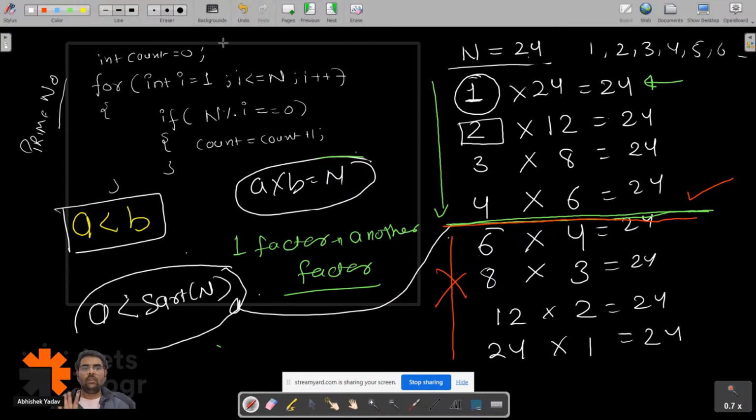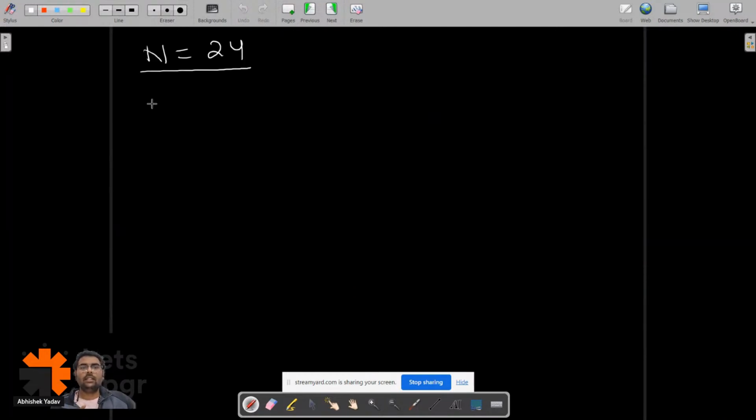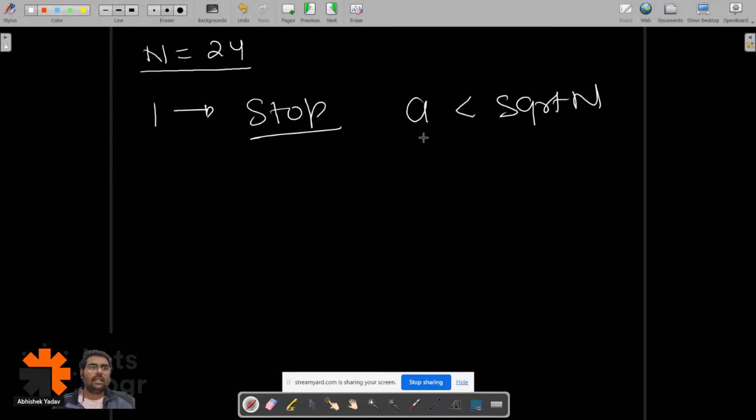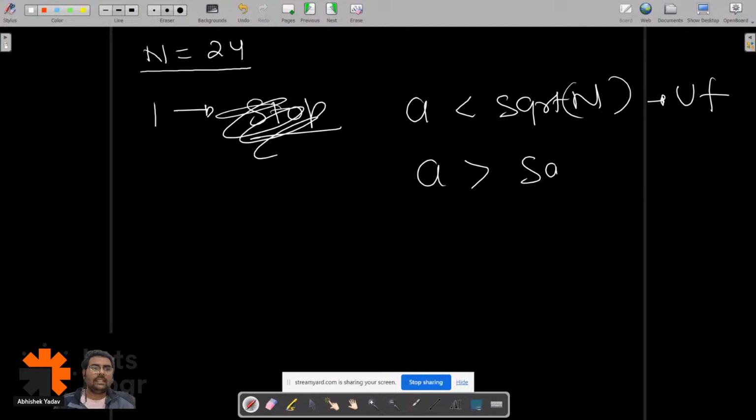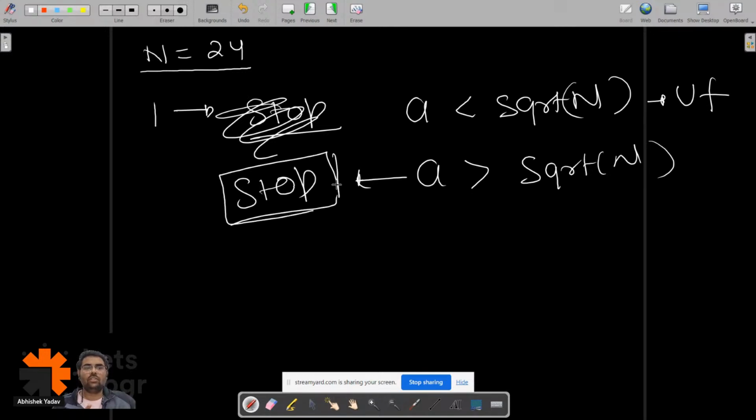So now, till now, what we have done, we have concluded two things from this observation, right? The first thing is what? This one, कि hey, you have to stop when A is less than square root of n. Till A is less than square root of n, you are getting unique factors, and the moment A is greater than square root of n, you are getting repeated factors. So that means you have to stop at this condition, and this will be the condition in the for loop.